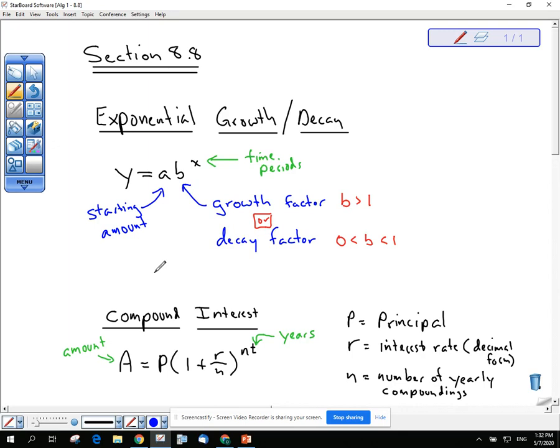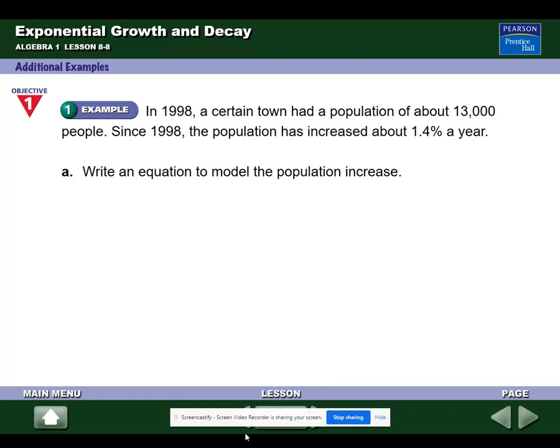Okay, so that's that formula. And a couple of examples for you. It says, in 1998, a certain town had a population of 13,000 people. Since 1998, the population has increased at 1.4% a year. They want us to write an equation to model the population increase.